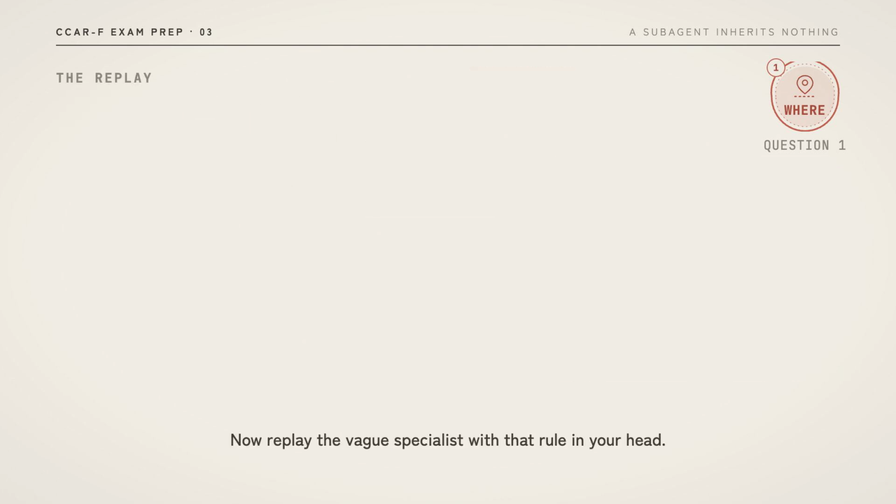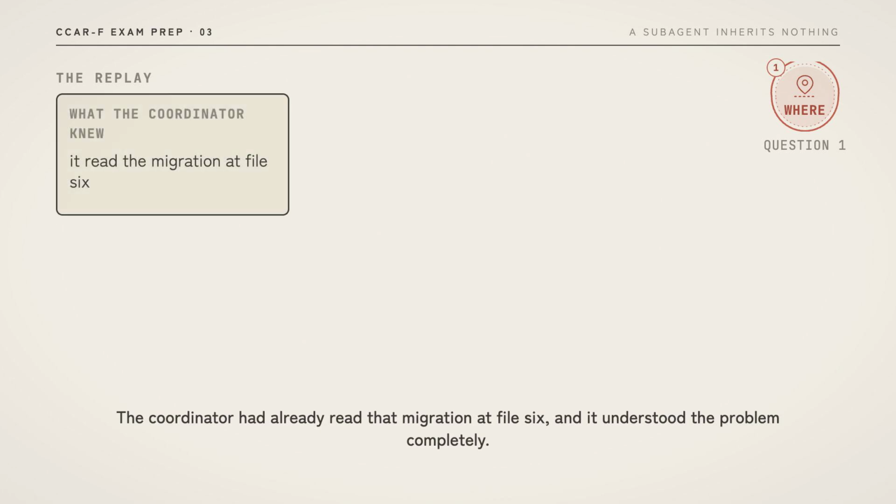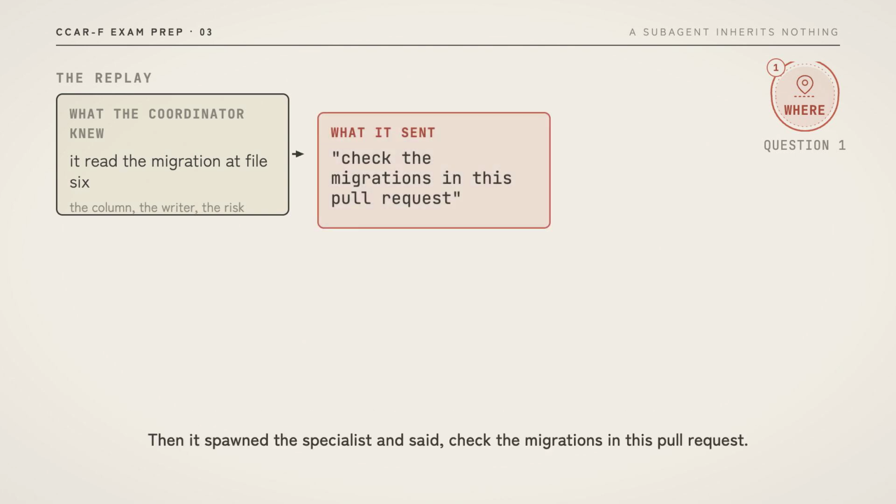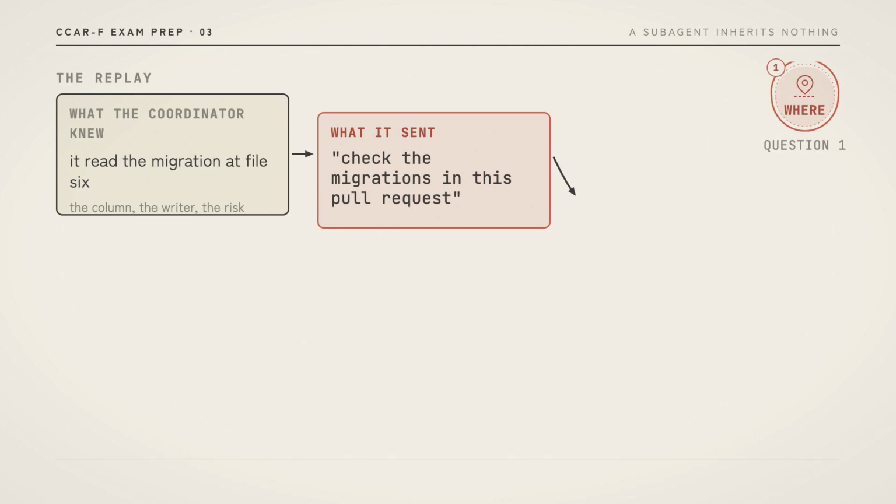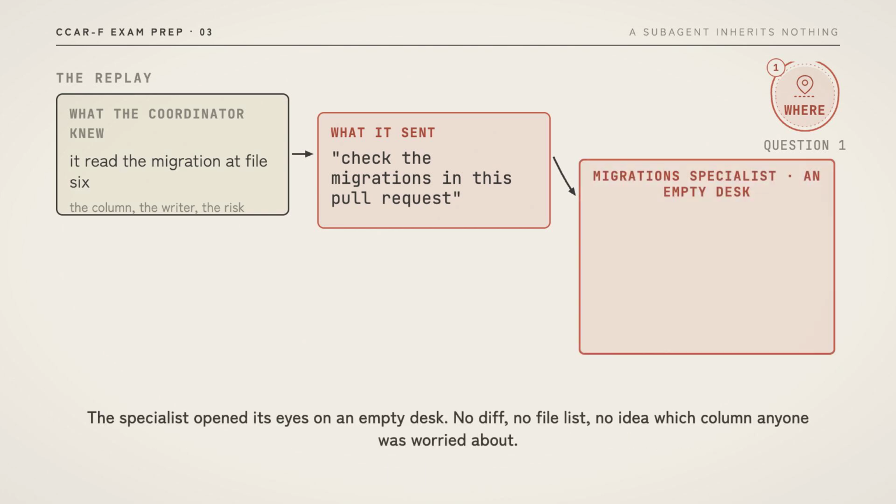Now replay the vague specialist with that rule in your head. The coordinator had already read that migration at file 6, and it understood the problem completely. Then it spawned the specialist and said, check the migrations in this pull request. The specialist opened its eyes on an empty desk.